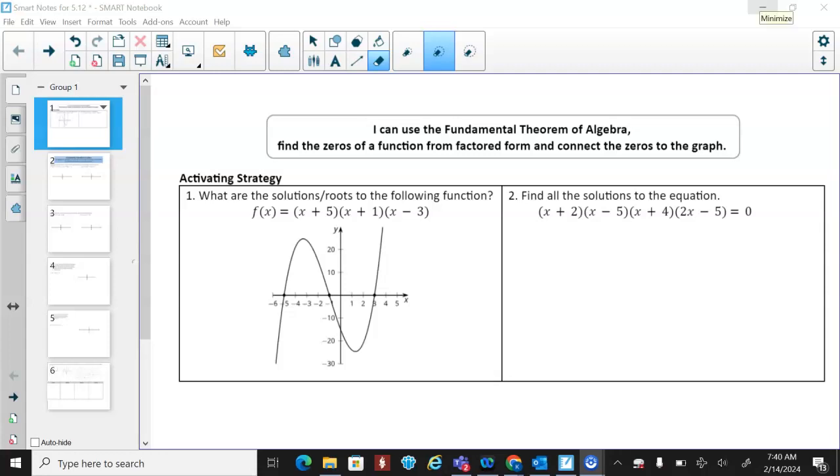All right, today we're going to go over 512 notes of fundamental theorem of algebra. So here's a little warm-up question for you guys. You got a graph and it says, what are the solution roots to the following functions?